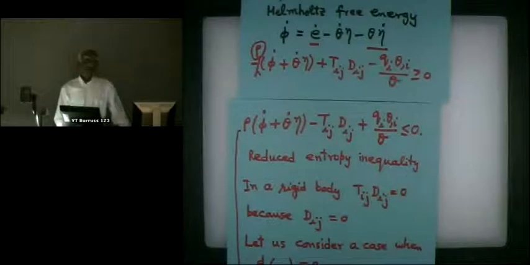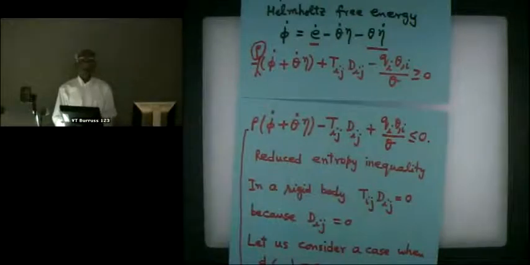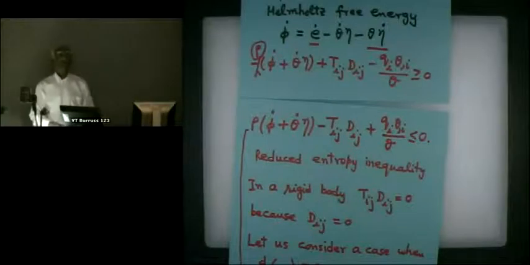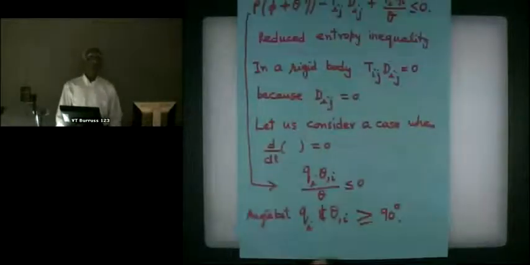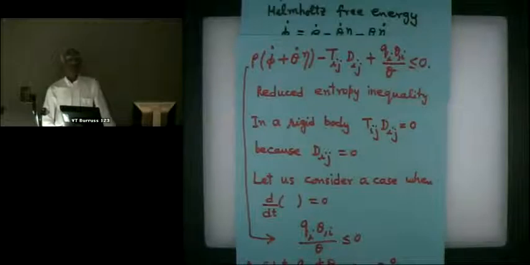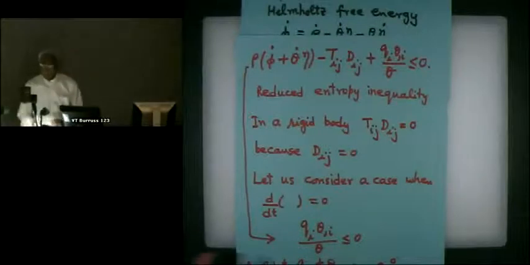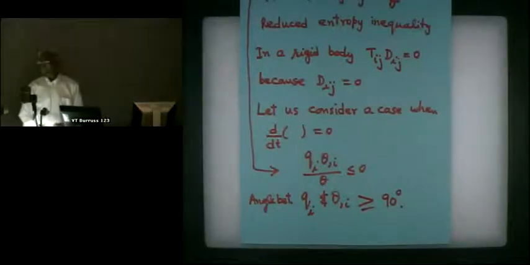Now if we have a rigid body, in a rigid body there is no strain rate. So d_ij is zero. Therefore this term vanishes. A rigid body does have entropy. Its temperature can change. It has internal energy. The only thing is it cannot deform. So there is no energy that you can store in it because of mechanical deformations. But you can change its energy because of temperature change. So now we consider a case when there is no rate of change of anything. That means these terms vanish, and what we get then is that the entropy inequality implies q_i theta comma i over theta is less than or equal to zero. And as one of you said, that means the angle between the heat flux q and the temperature gradient theta comma i must be more than 90 degrees.